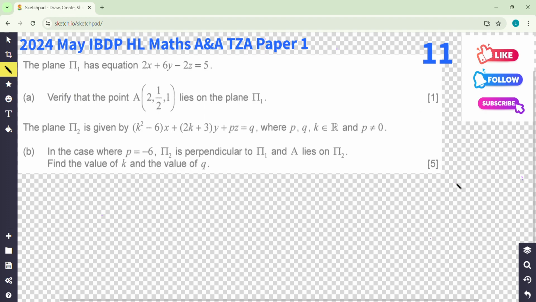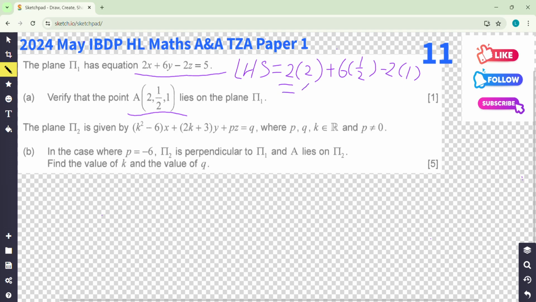So first, verify that point A is on plane pi 1, so just substitution. You can say, on the left hand side after the substitution, and then equals... don't say they are equal first. You need to find it out. Verify: plus 6 half, and then minus 2 1. Then you do the calculation. Maybe you can show some steps, they like steps. Plus 3 minus 2 equals 5, which is the right hand side. So yes, it is on the plane.